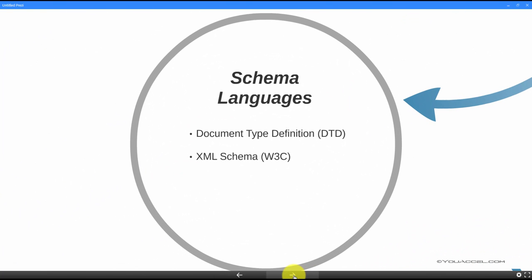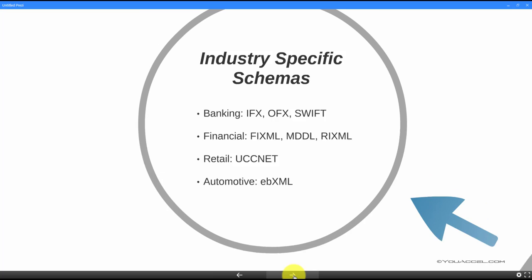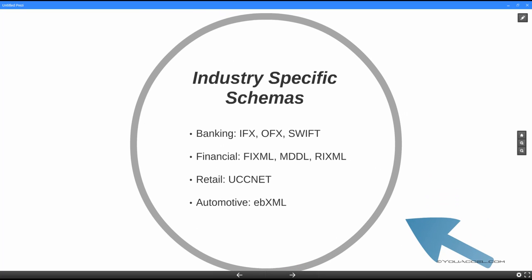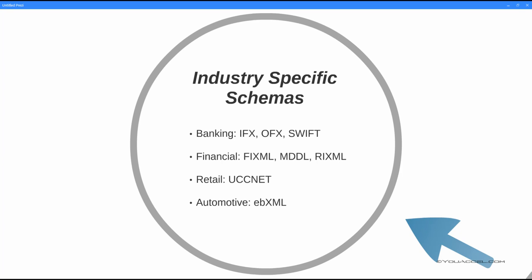These include Document Type Definition, or DTD, and XML Schema. Many industries have developed their own standard for data exchange using XML. These schemas are constantly evolving to meet business needs.